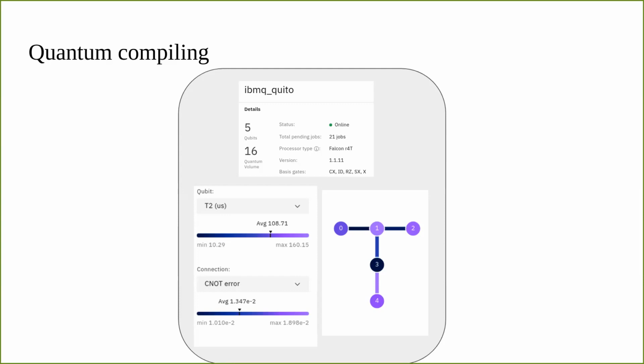I said that I ran the circuit Hadamard C0, but in reality, this device can't implement a Hadamard gate. So if you look closely here, the basis gates, which means the gates this device can implement, are C naught, identity, Z rotation, square root of not, and the not gate. There's no Hadamard there. So what happened? I told it to run a Hadamard gate, but that's not one of the gates it can do.